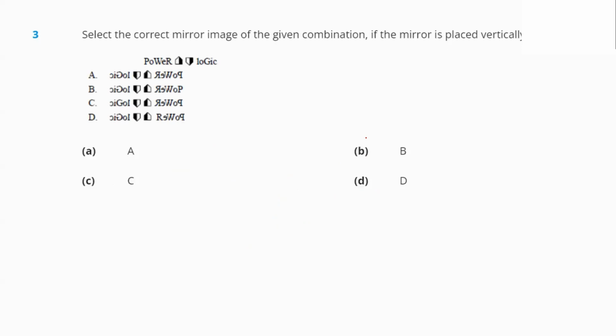Select the correct mirror image of the given combination if the mirror is placed vertically to the left. So the mirror is to the left. The image will be from this side. And in a mirror, the image is perpendicular and reversed. So P will be this. O, W, E, R. So do you see anything related? This will not be our option, so B will be struck out.